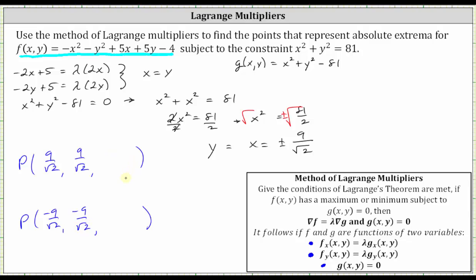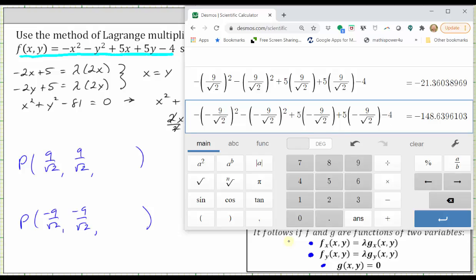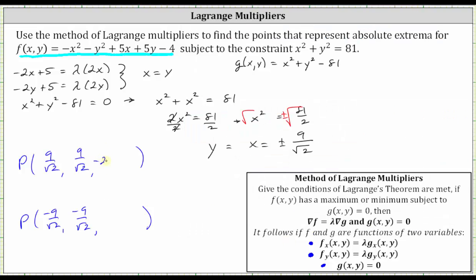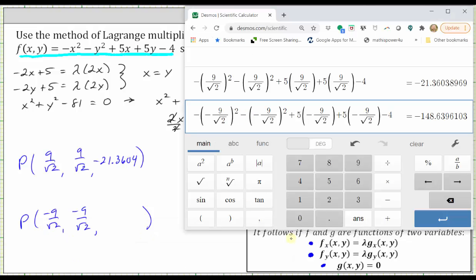And now to find the z-coordinates, we need to evaluate the function f of x comma y. And if I had done this to save some time, notice when both x and y are positive, the function value is approximately negative 21.3604. And when both x and y are negative, the function value is approximately negative 148.6396.